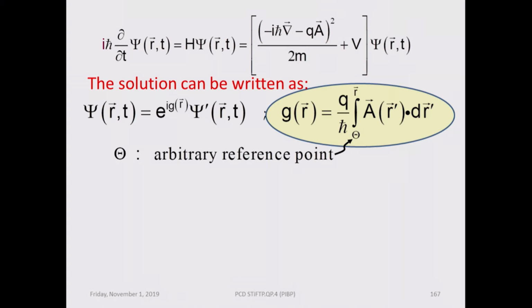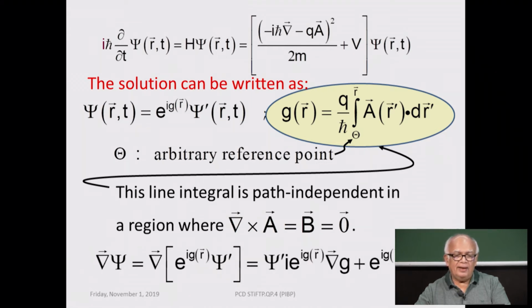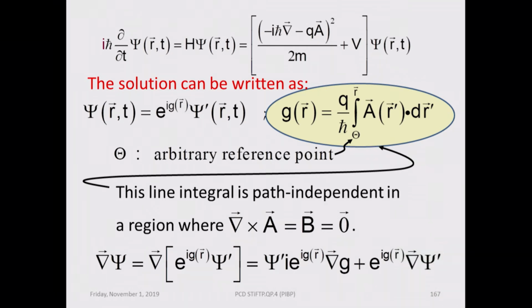So you have this integral which is path independent in the region where its curl vanishes. And now we can ask what is its gradient. So this is the gradient of a product of two functions. So it is one function times the gradient of the other plus the other equivalent term that comes out of this. G is a function of r. So you will have the gradient of G coming in the first term, right?